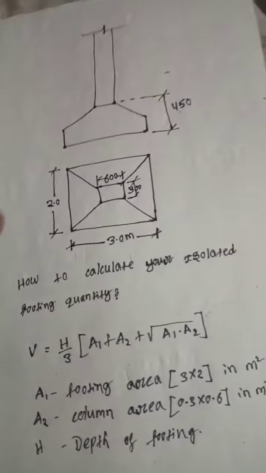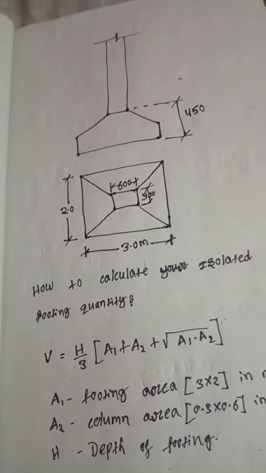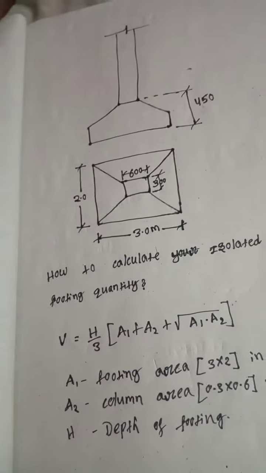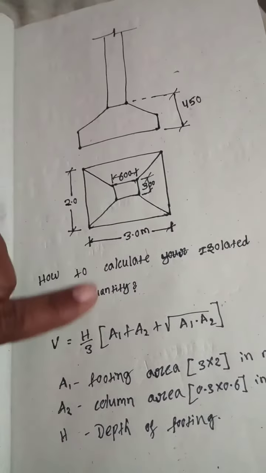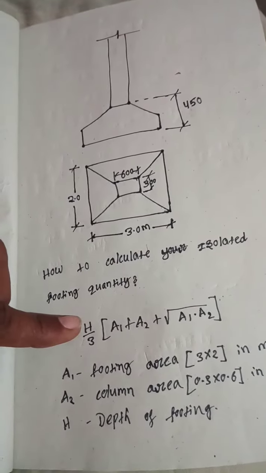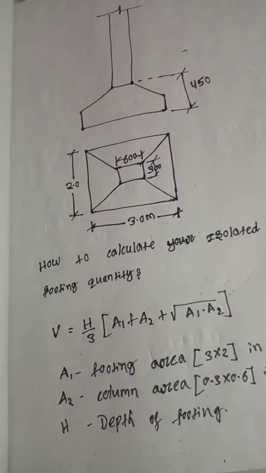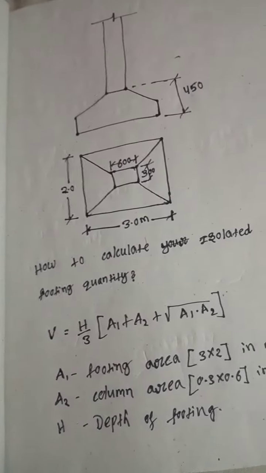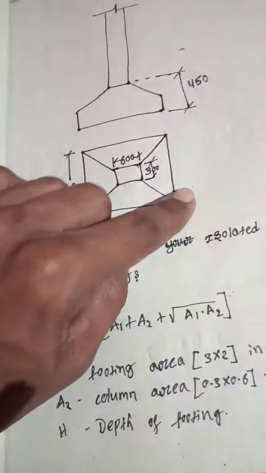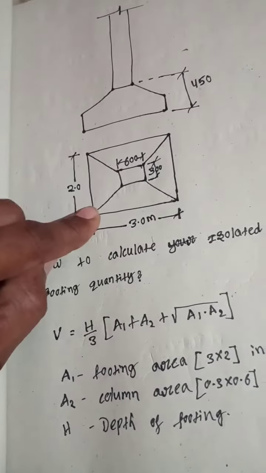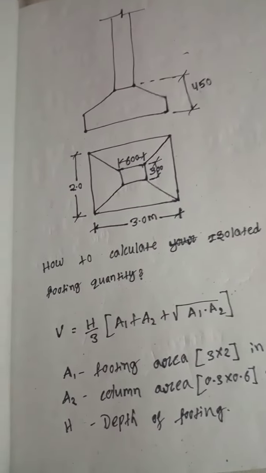What is the formula? V is equal to H by 3 into A1 plus A2 plus root over A1 into A2. Here H means the depth of the footing, the total depth of the footing. A1 means the footing area, which is length into breadth. The length here is 2 meters and the width is 3 meters. Multiply those two values and you get the footing area.